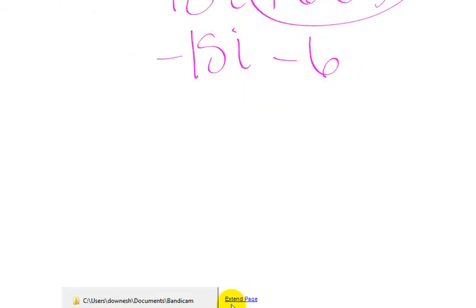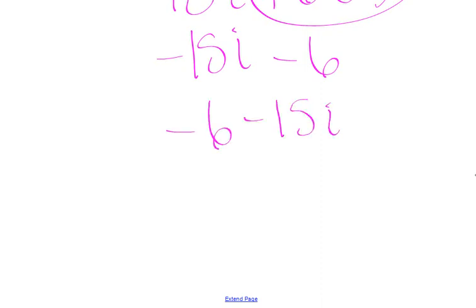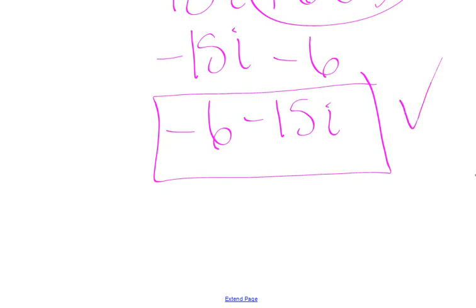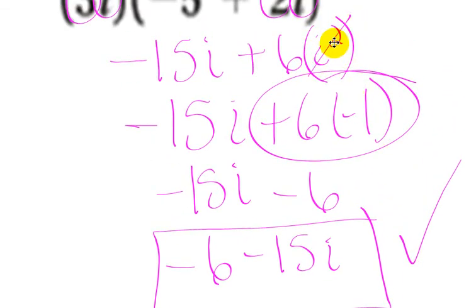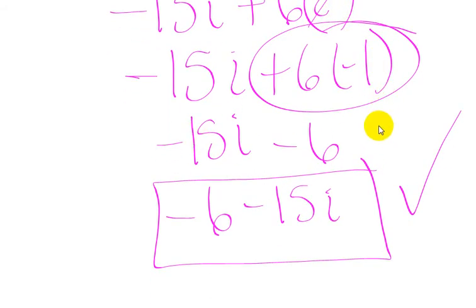Well, that's not in its proper form yet. Let's rewrite this as -6 minus 15i. Now it's in its simplest form. That's correct. That's the real part and the imaginary part. That's a true complex number. Any questions on that one? Don't forget, anytime you see an i squared, it's not simplified. You've got to change that to a -1 and keep simplifying.